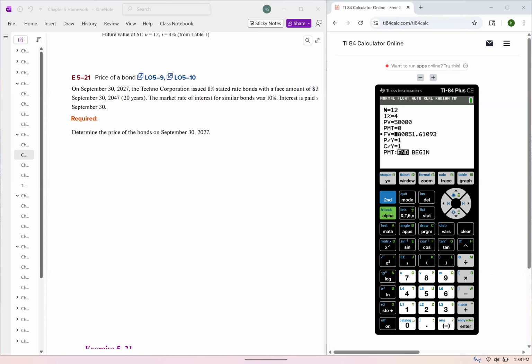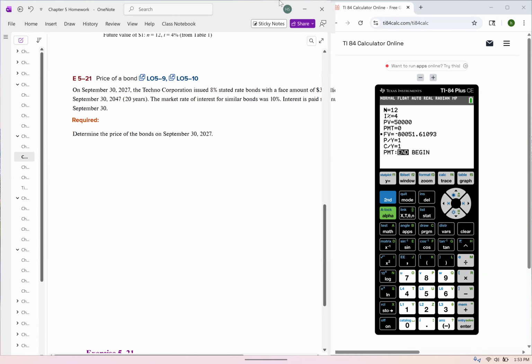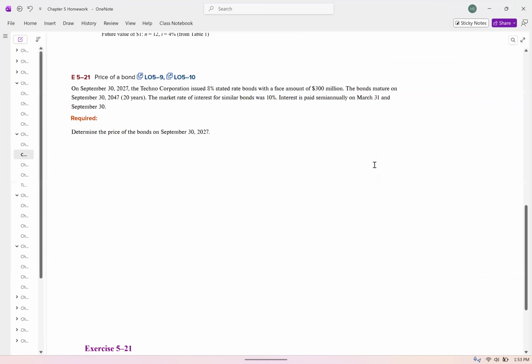Right. So now we're doing exercise 5-21. You're going to have a problem similar to this to do on the exam. This is where we're going to combine doing the present value of one and the present value of an annuity, all in the same calculation. When I'm doing problems like this, I like to get a little bit of information. So I'm going to expand this really quick so I can see everything.